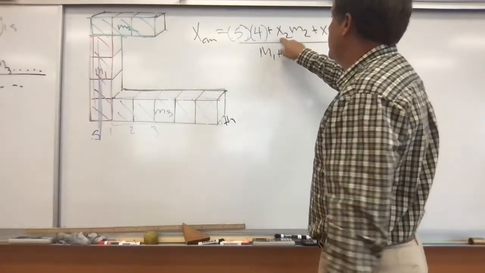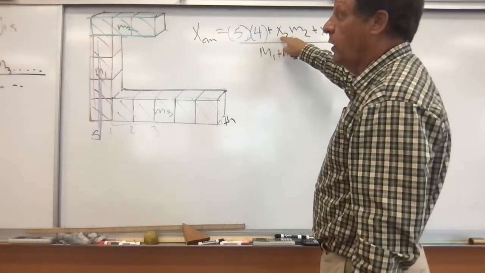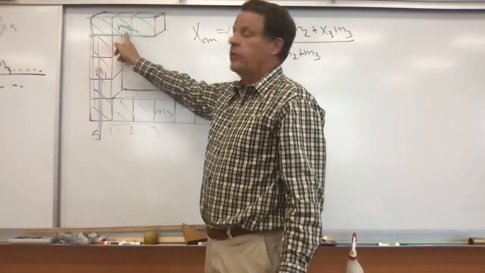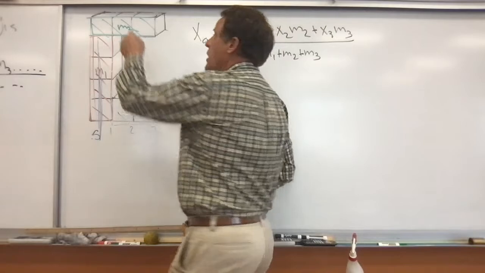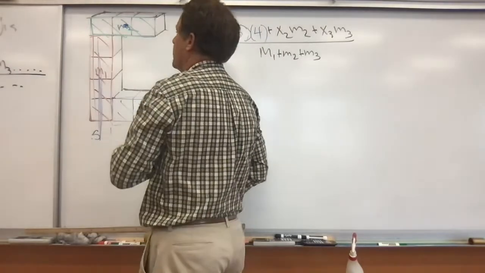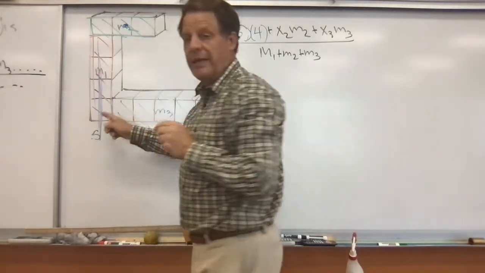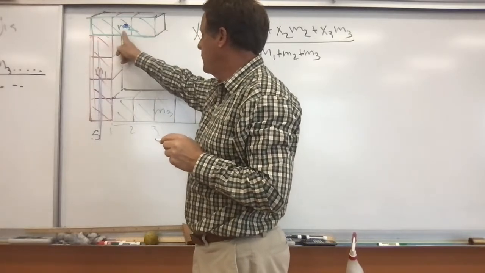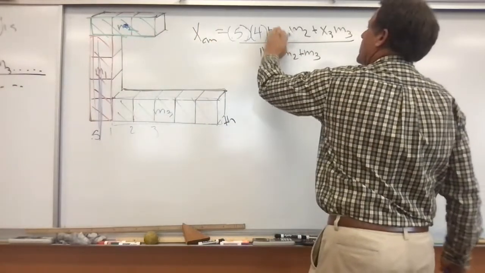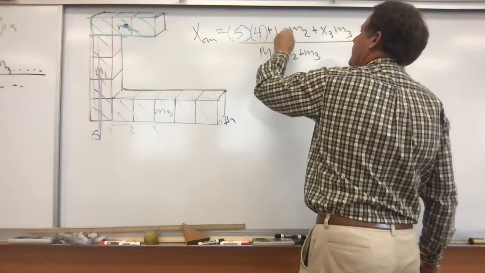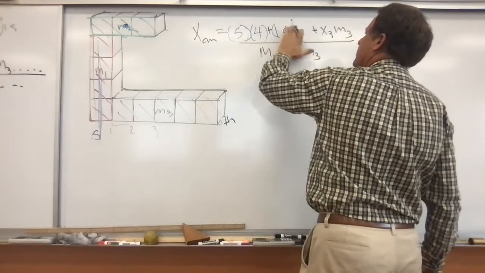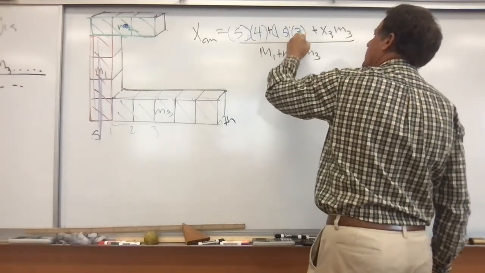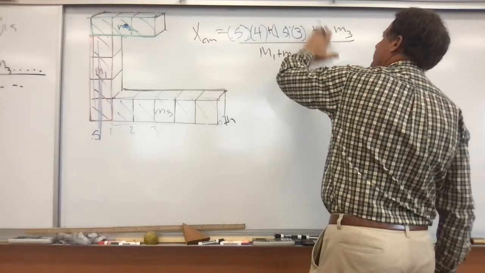Okay, now we can do the same thing. Where's the center of mass of M2? Now we know it's going to be right there in the geometric center, right? But when we count in the x direction, that's going to be 1, 2, 3. Half of that is 1.5. So that's going to be 1.5. Its mass is going to be 3.